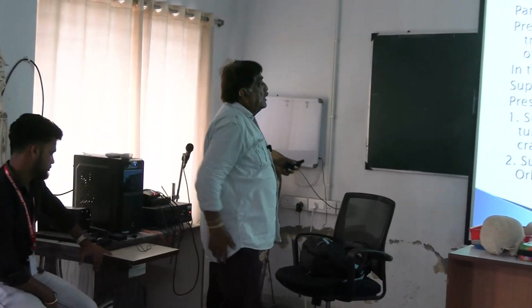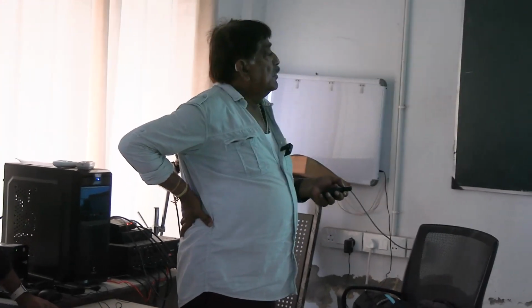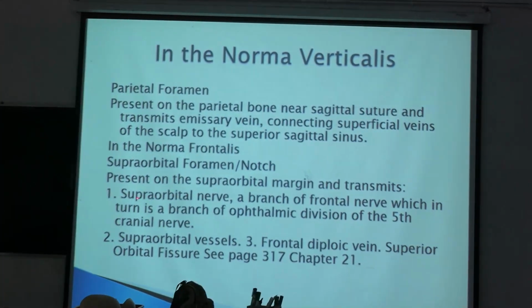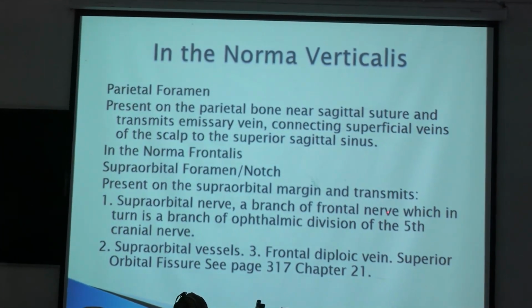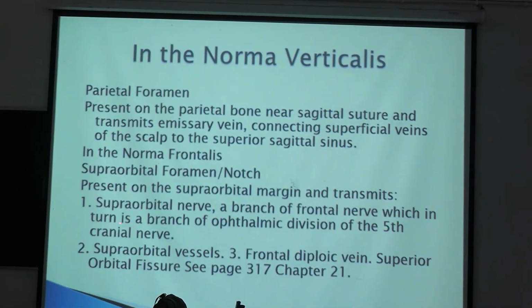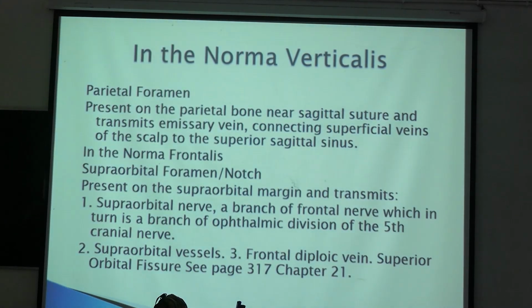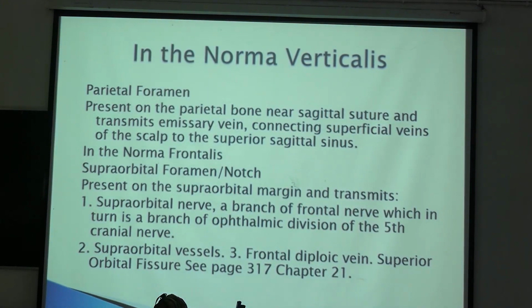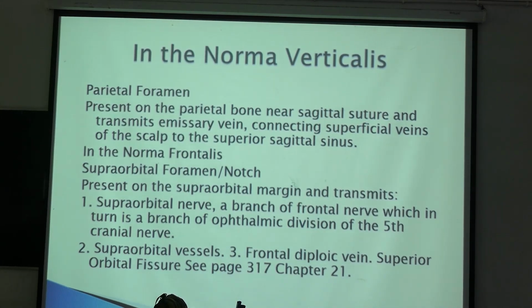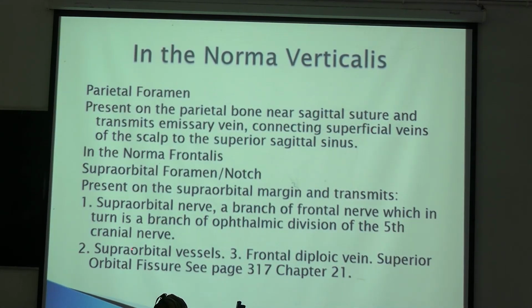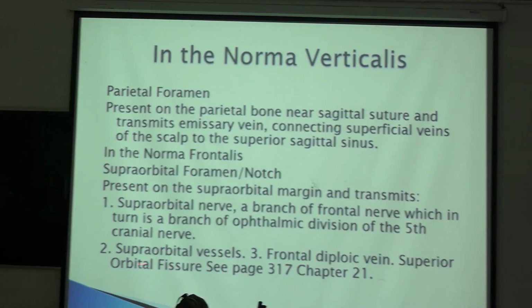In norma frontalis, the supraorbital foramen or notch is present on the supraorbital margin and transmits the supraorbital nerve, a branch of the frontal nerve, which is a branch of the ophthalmic division of the fifth cranial nerve. These nerves come through the foramen over here and go up. Also the supraorbital vessels, the frontal diploic vein, and the superior orbital fissure.